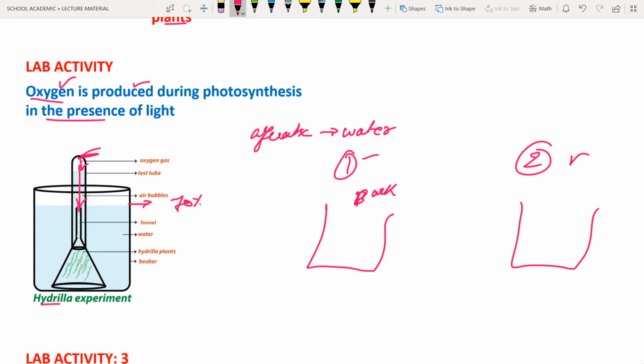In the previous experiments we have seen that sunlight is essential for photosynthesis, for example the black paper experiment and so on. So this is the procedure that we have to see. And the question is, how can you check whether the gas is oxygen or hydrogen or carbon dioxide or some other gas? So how can you check?